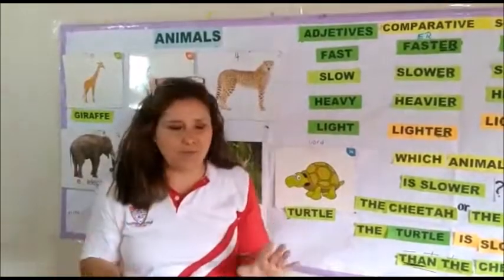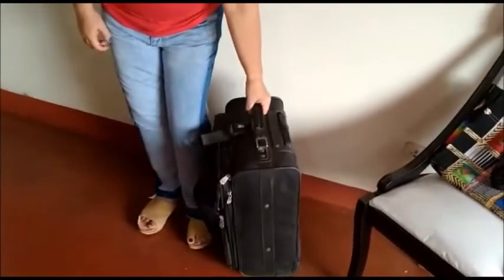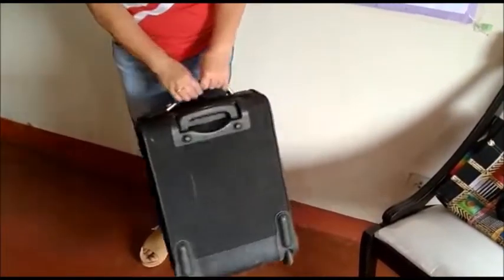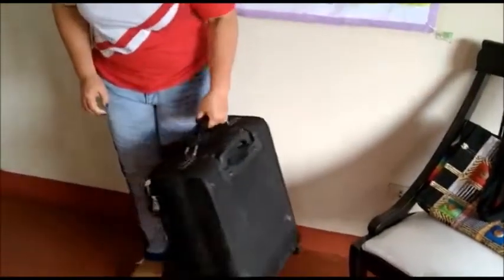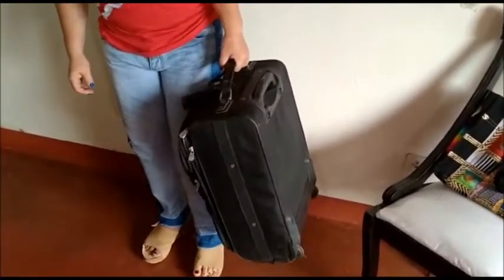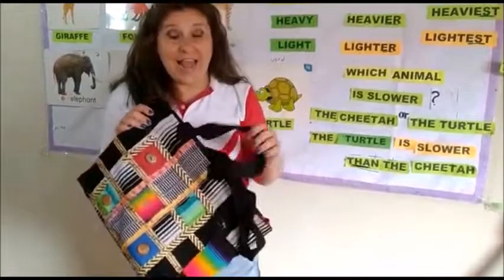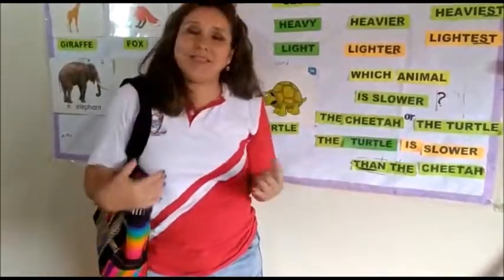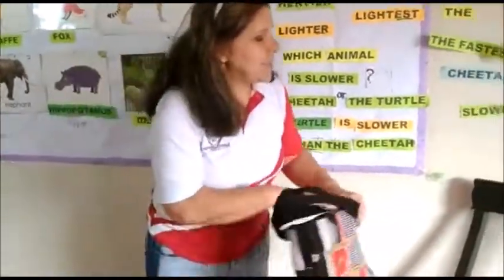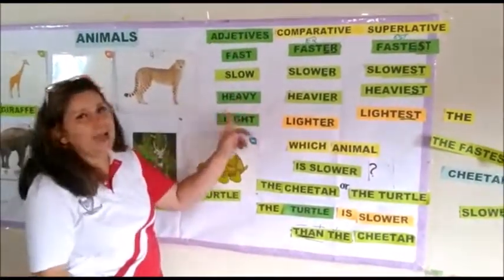Heavy, this is the perfect example. This is a heavy suitcase. I have a heavy suitcase. I can't lift this suitcase because it's so heavy. Now, light. You see? This bag is light. I can easily put on my bag because it's very light. So these are the adjectives. Again, fast, slow, heavy, and light.